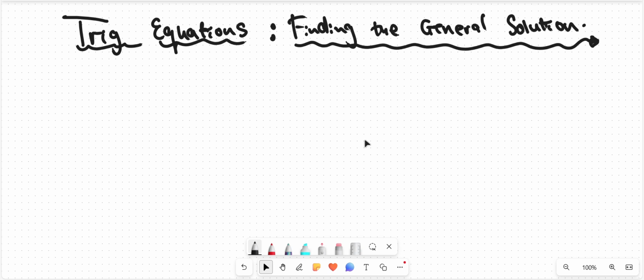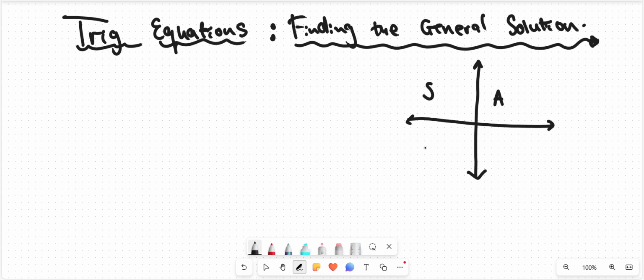In this video, we're going to be calculating and really just trying to find the general solution to these trig equations. But before we start, what we really need to understand is this CAST diagram and what this CAST diagram means. Remember, if we're in quadrant 1, all the ratios are positive there. Quadrant 2, only the sine. Quadrant 3, only the tan is positive. And the last one, only the cos is positive.